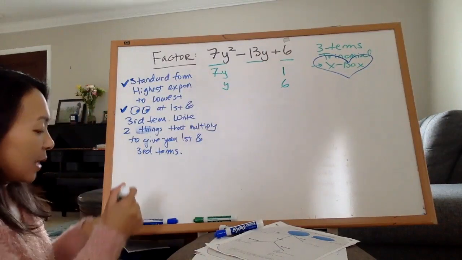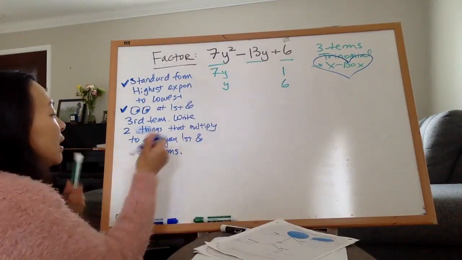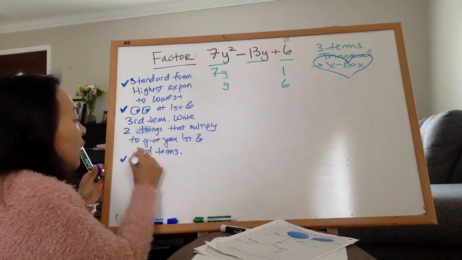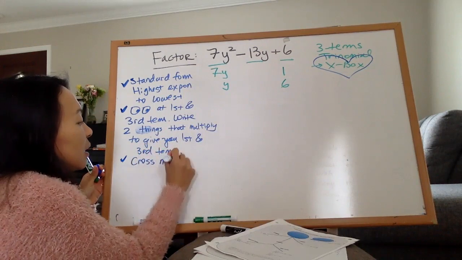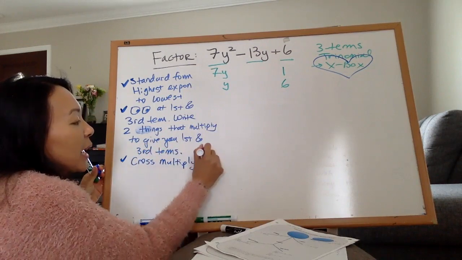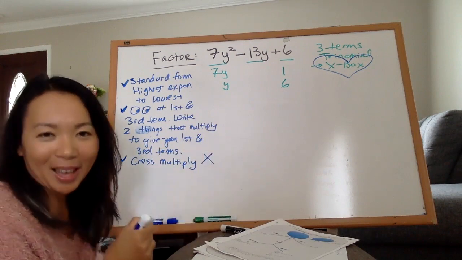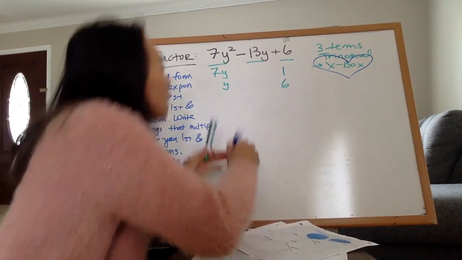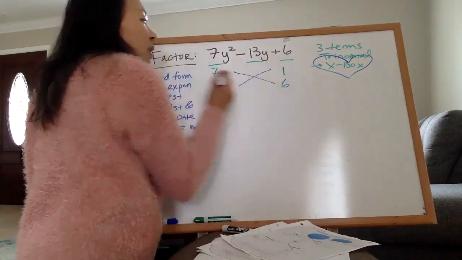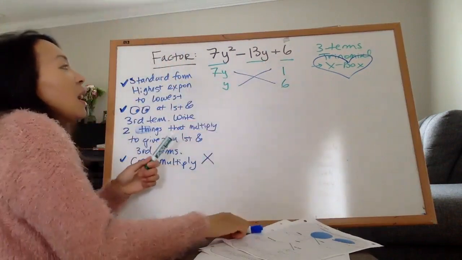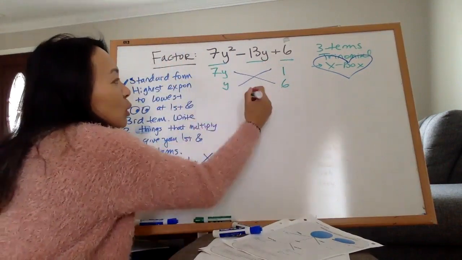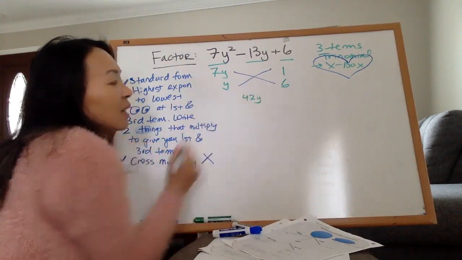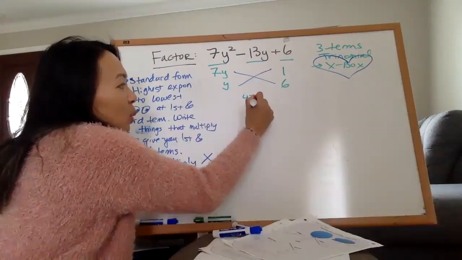All right, then the next step after I do that is I am going to cross multiply. So in other words, this is where the word x comes from. The word x box for this method. So I'm going to cross multiply. So when I cross multiply, I'm going to get 7y times 6, which will give me 42y, and then y times 1, which will give me y.